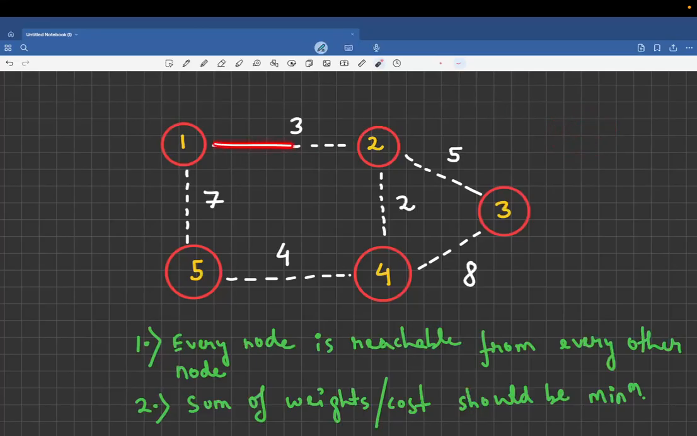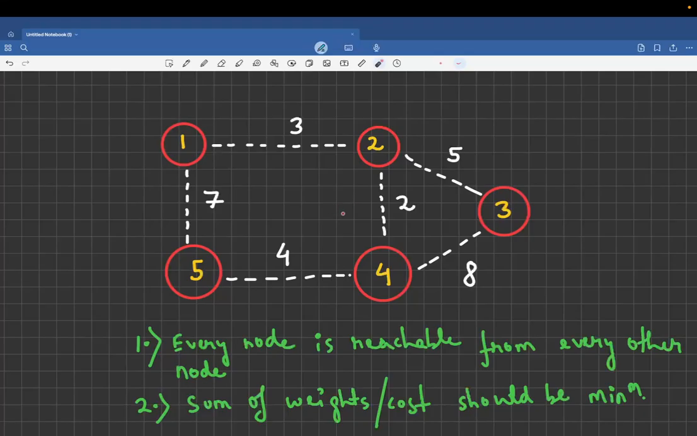Let's suppose we were connecting something like this: this road, this road, this road, and this road. In this case, the total cost would have been 3 plus 7, 10, plus 2, 12, plus 5, 17, and it is greater than 14. So repairing these 4 roads will lead us to the minimum cost. For this particular input, the answer will be 14. If you connect these 4 roads, the cost will be minimum. So I hope the problem is clear to every one of you.